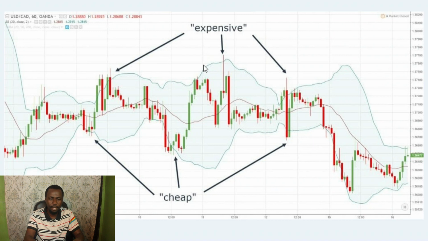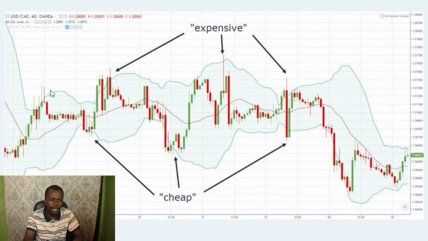So like I said, this is the upper band, which tells you that the price is too expensive, and this is the lower band, which tells you that the price is too cheap. So the Bollinger Band works very well in a ranging market, especially when the market is in accumulation stage, that is, the market is consolidating.